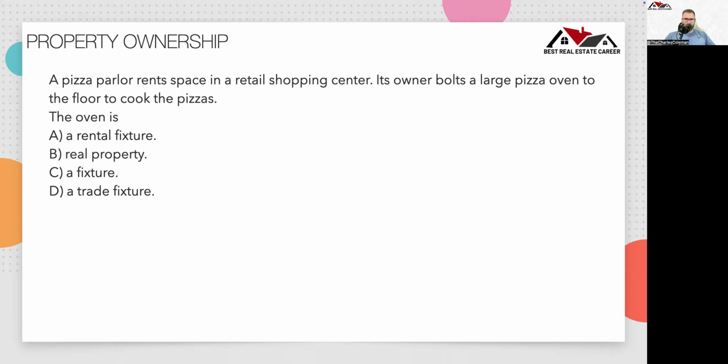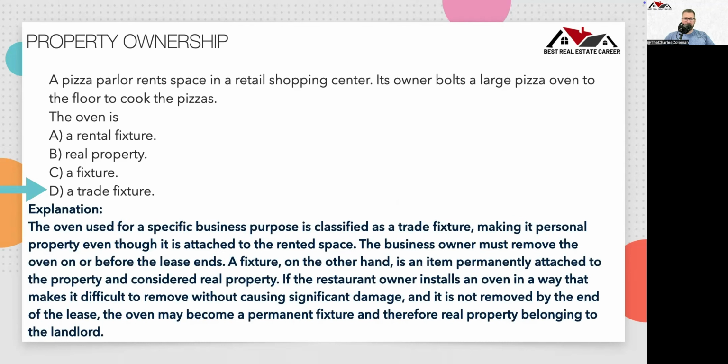A pizza parlor rents space in a retail shopping center. Its owner bolts a large pizza oven to the floor to cook the pizzas. The oven is a trade fixture. The oven used for a specific business purpose is classified as a trade fixture, making it personal property even though it is attached to the rented space.